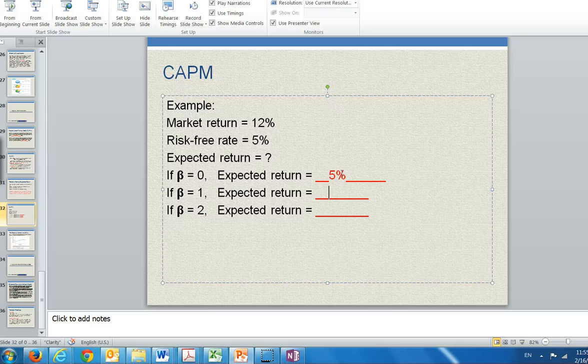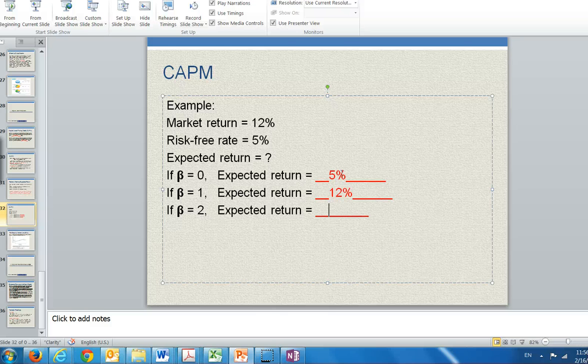So if beta equals 1, we said earlier, beta is a measure of systematic risk, which means it's the sensitivity of a stock movement to the movement of the market. So if beta equals 1, that means the movement of the stock has the same sensitivity as the movement of the market. So the stock has the same risk compared with the market. If they have the same systematic risk, their expected return also has to be the same. So in this case, you also don't need to calculate at all. The expected return has to be the market return, which is 12%.